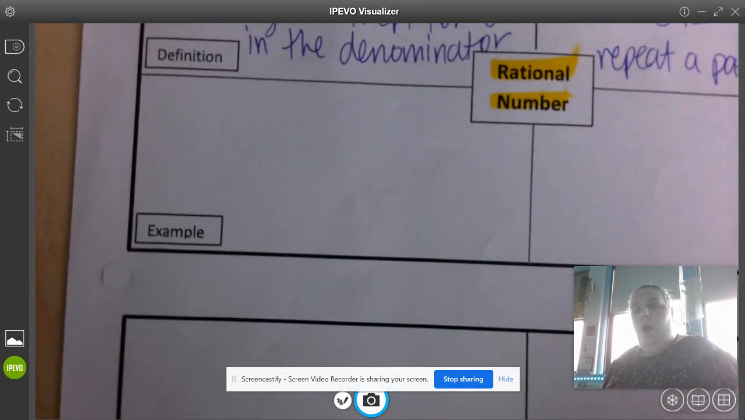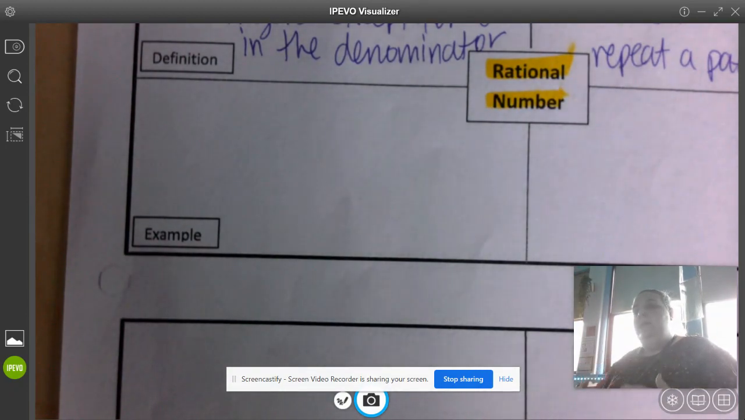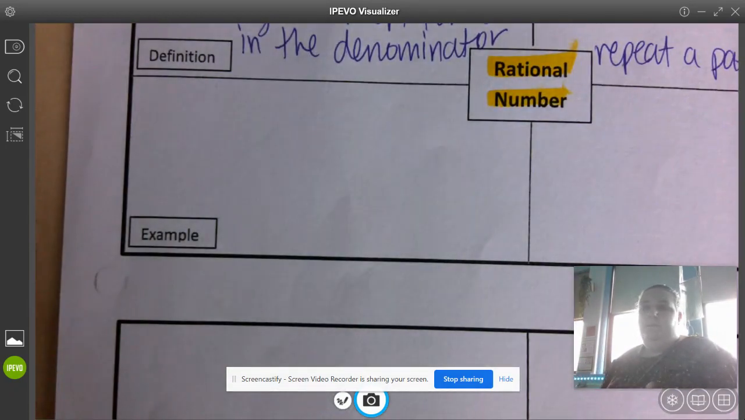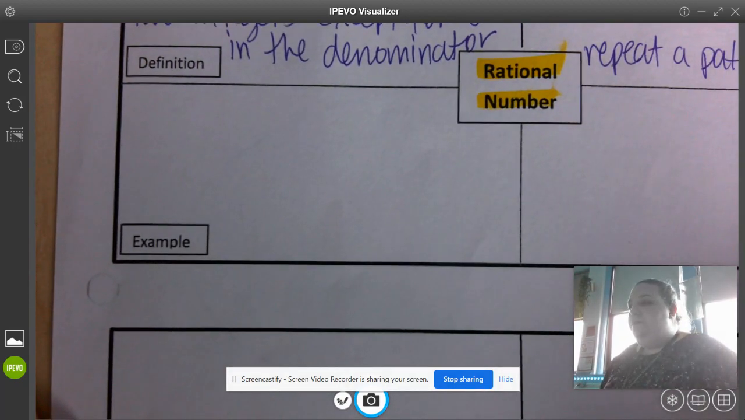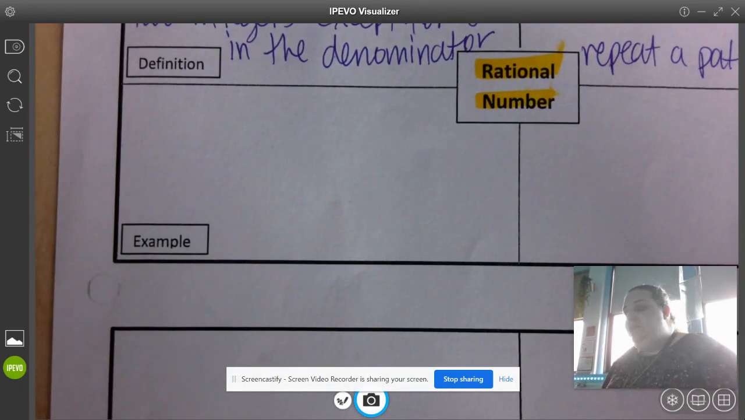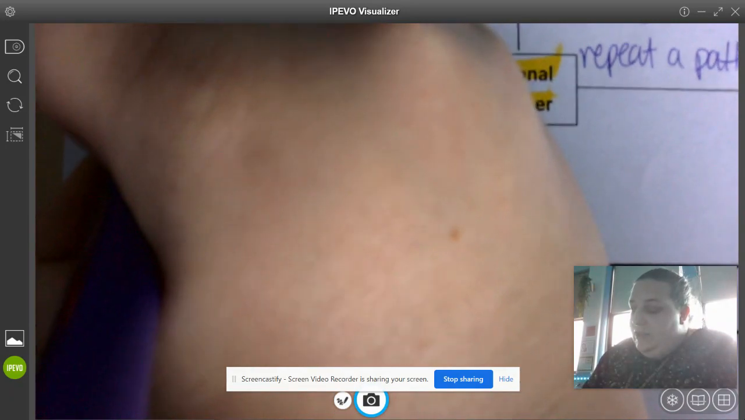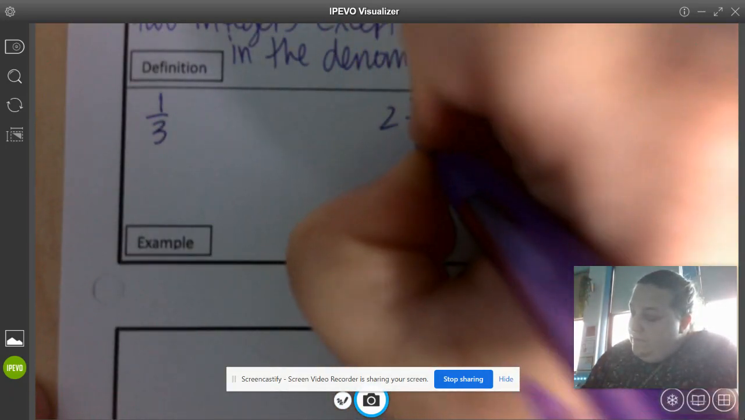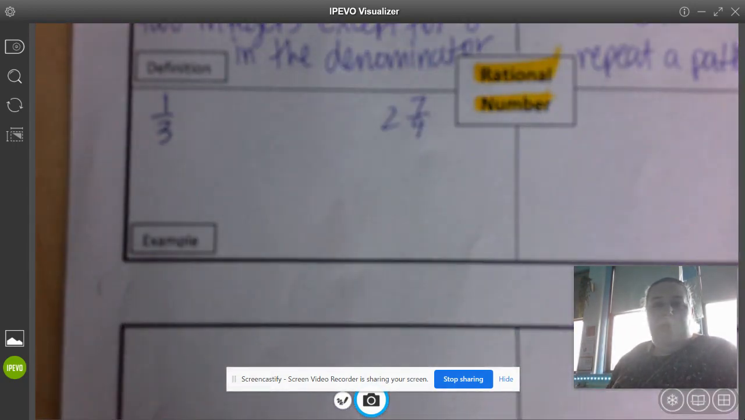I'd like you to pause and see if you can think of any examples of rational numbers and list them, then compare to my list and update yours. Okay? So the definition literally says can be written as a fraction. Therefore, fractions and mixed numbers would be included in this category.